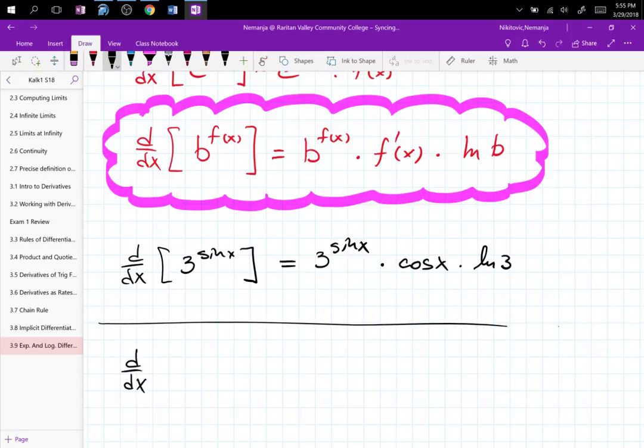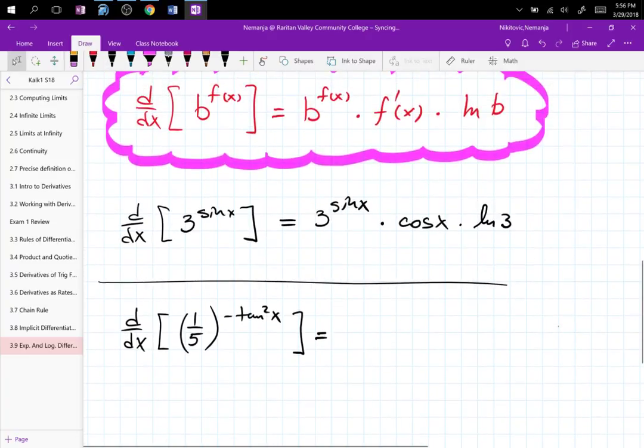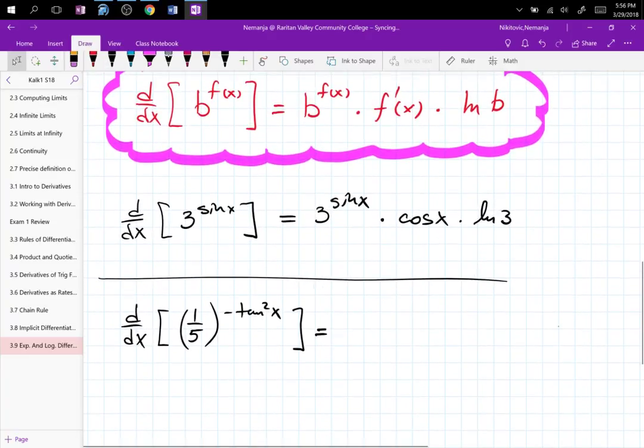So one more example, and we are done with these guys. So 1/5 raised to the, I don't know, negative tangent squared x, whatever. I'm trying to make it like the worst possible thing ever. And then I failed. I just noticed it.